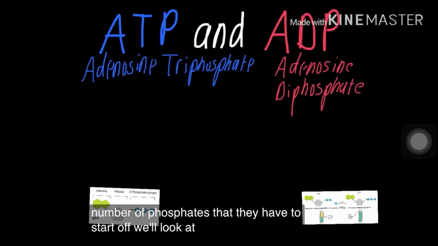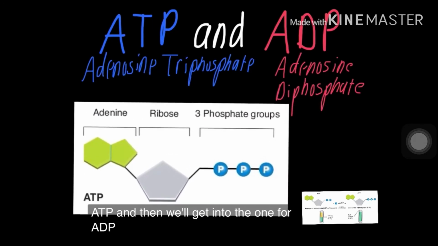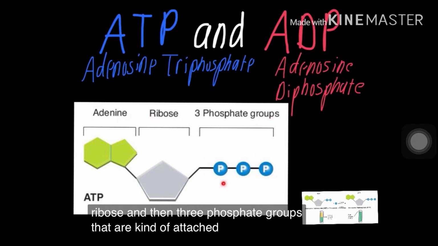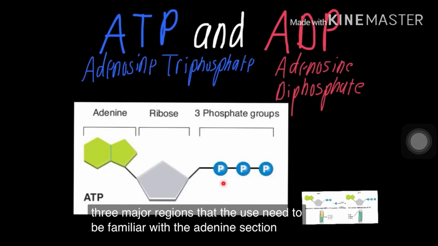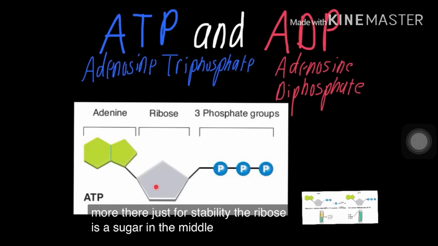To start off, we'll look at a diagram for ATP, and then we'll get into the one for ADP next, sort of like comparing the two of them together. But if we look at this for starters, you'll see that ATP has three parts. It has an adenine, a ribose, and then three phosphate groups that are attached together at the end. This is important because it has three major regions that you just need to be familiar with. The adenine section is more there just for stability. The ribose is a sugar in the middle, and then the three phosphate groups are actually where the energy is.